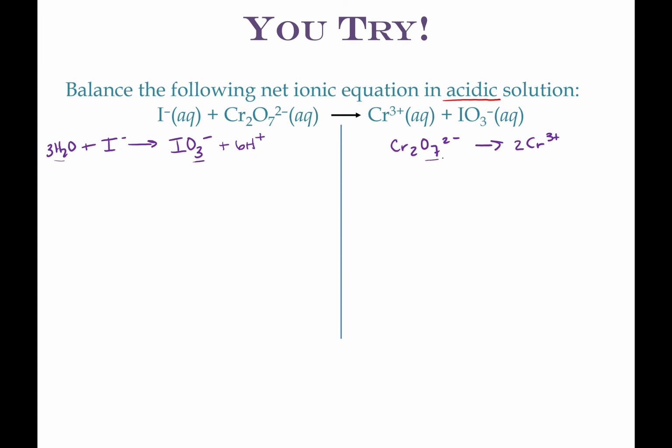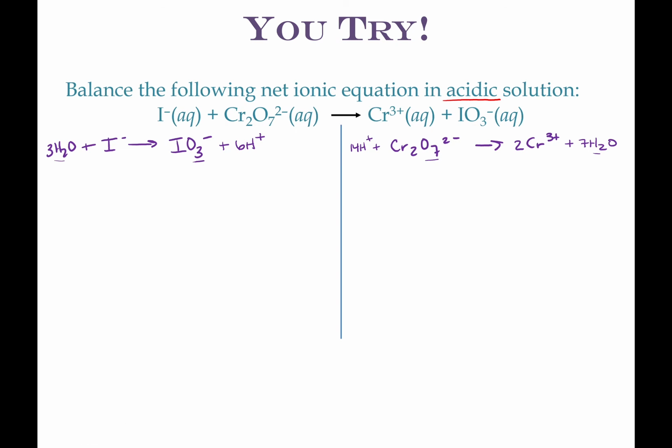Over here we have 7 oxygen. We need 7 on this side, so plus 7 H2O. And now we have 14 hydrogen on the right, so we need plus 14 H plus. So that's that for that step. We're going to now balance for charge.